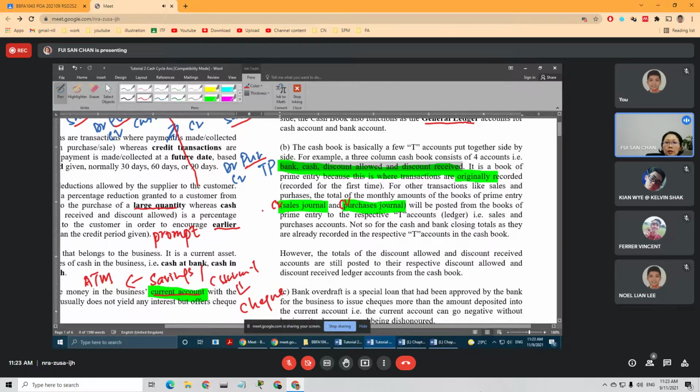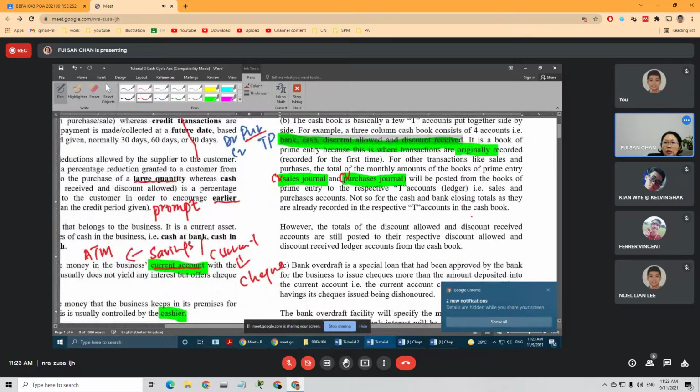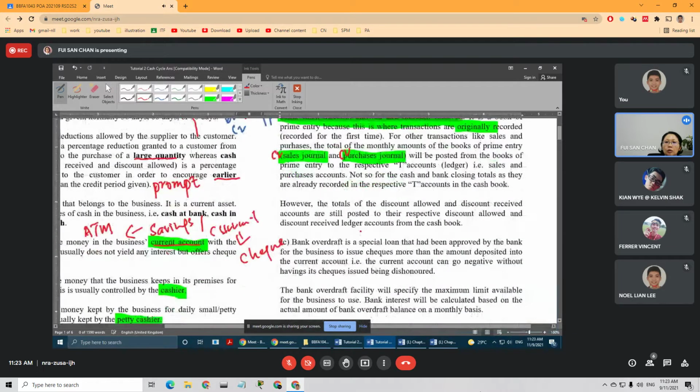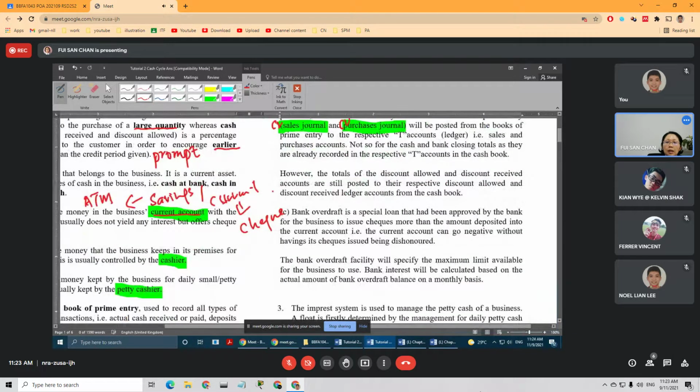Yeah, so we'll be posted, and then later on from these seven books of prime entry, we post to T account. So T account is actually the lecture. Not so for the cash and closing. However, the totals of the discount allowed and discount received are still posted to their respective accounts. You need to post to an account called discount allowed account and discount received account. It's actually part of the lecture.